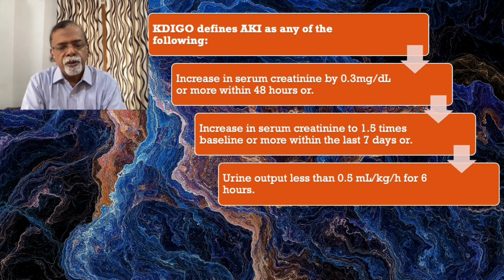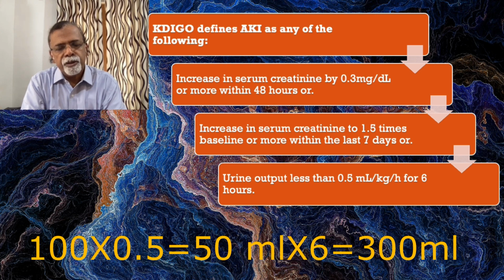Again, remember it is not the absolute value, it is 0.5 ml per kilogram. For example, somebody is 50 kilogram, 50 into 0.5 will be 25 ml per hour, into 6 hours, that is 150 ml. In case of a 100 kilogram person, 100 into 0.5 will be 50, into 6 hours is 300 ml. So remember, you should not look at the value, but you should look at 0.5 ml per kilogram per hour. This is the earliest evidence, even before creatinine has gone up.